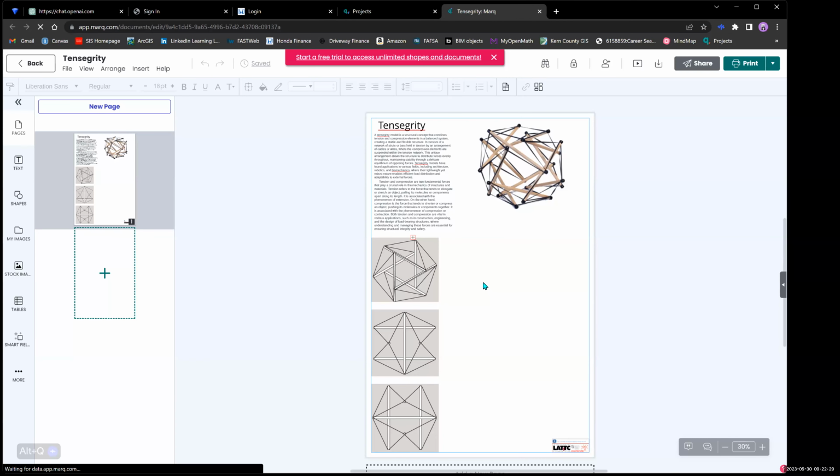Should I present this? This is my tensegrity poster.